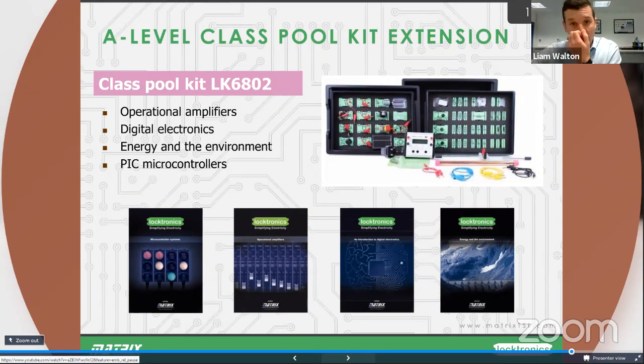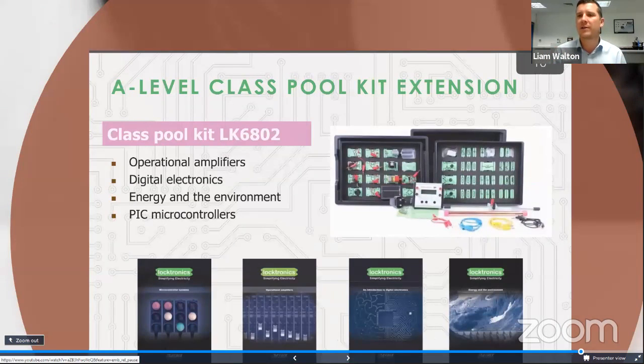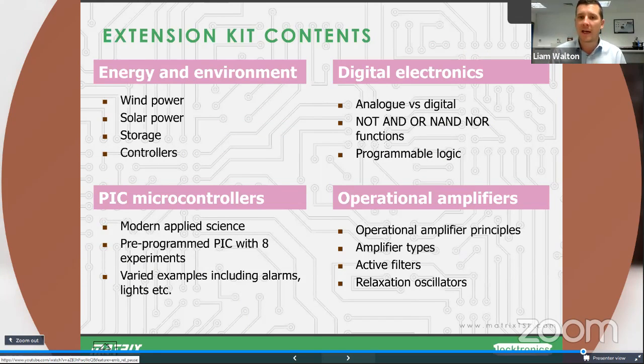We then have what we call the A-level class pool extension kit. The extension kit is one kit which is designed to be added to the LK9329. And this goes into other optional modular areas of the AQA A-level physics. They would namely be operational amplifiers, digital electronics, energy in the environment, and PIC microcontrollers. So this is a kit that can be added in order to get all of the learning outcomes that can be delivered by that particular kit.